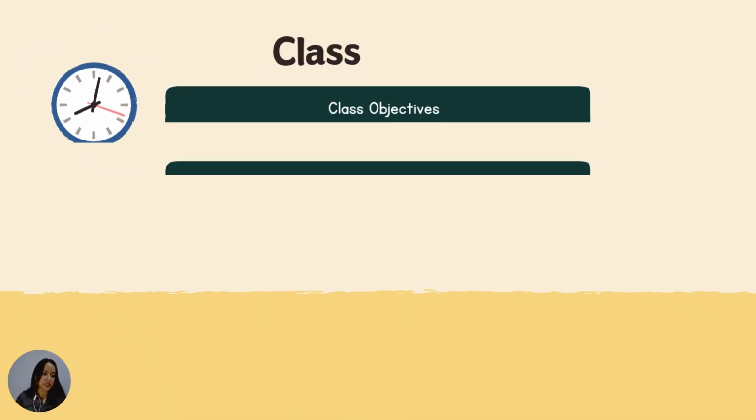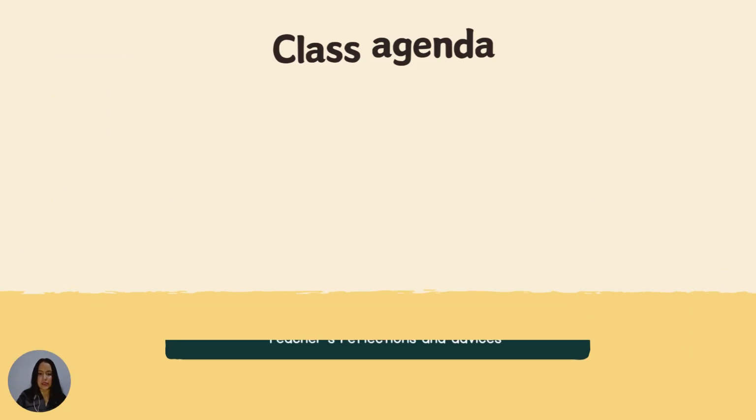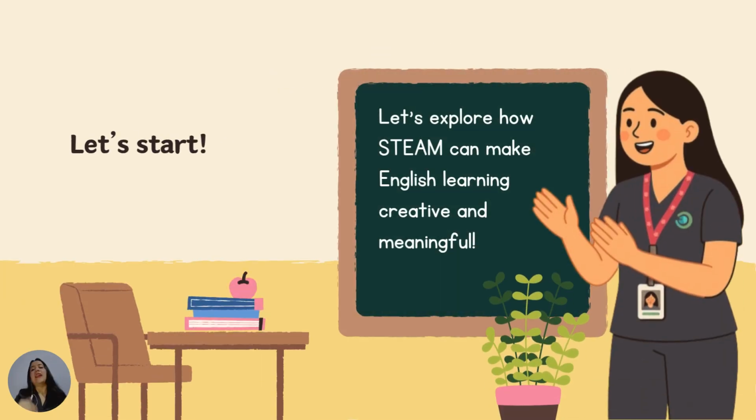Well, for this class, we have an agenda because those are the key points of our lesson. Today we are going to talk about the objectives, the warm-up activity, the purpose of sessions, an informed consent, a questionnaire, and for the last I'm going to do a reflection and I'm going to give you some advice for you. So let's start. Let's explore how STEAM can make English learning creative and meaningful.